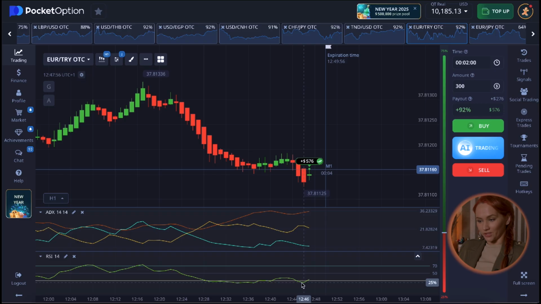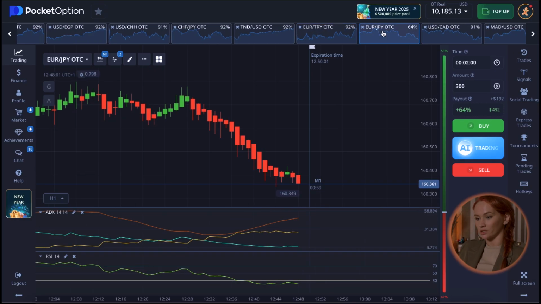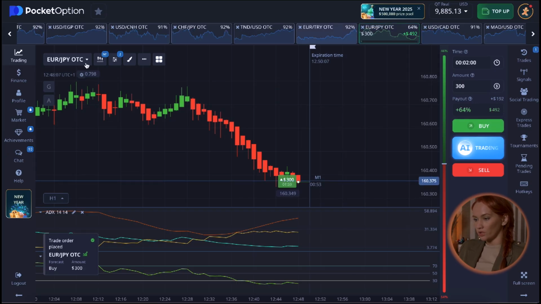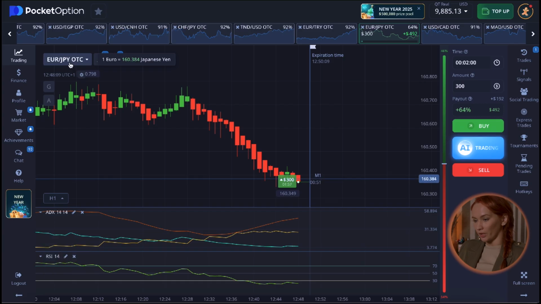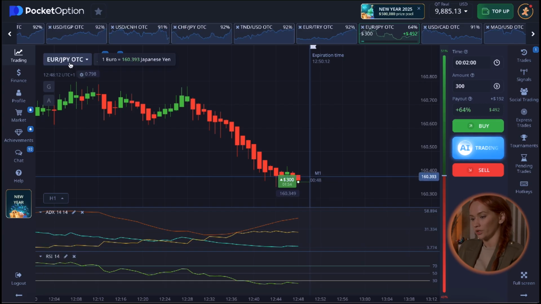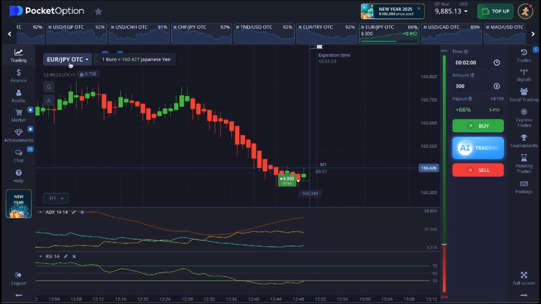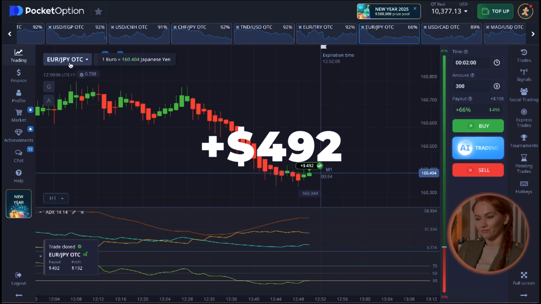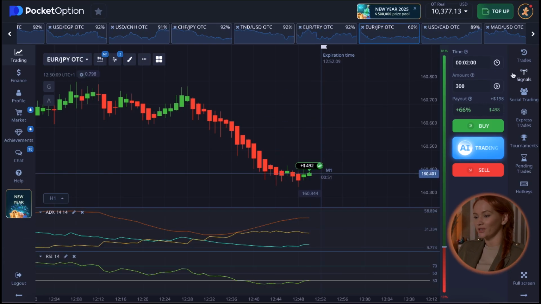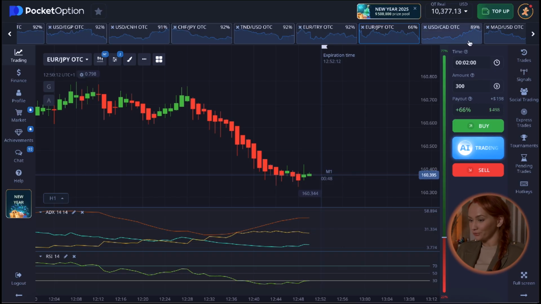Well, we have a positive deal, you guys, as I've predicted. So we have successfully covered losses on our first deal. Moving on, let's have a look at our next currency pair. This is EUR JPY. Great, the deal is positive. Let's continue.